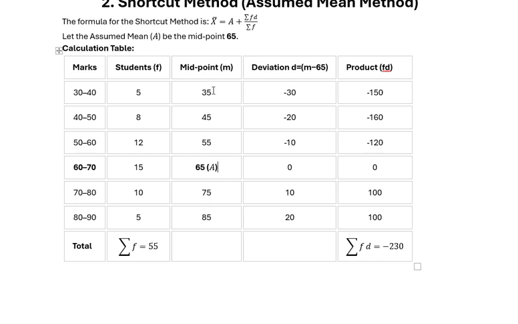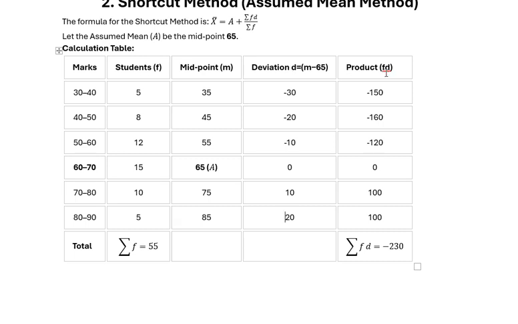So 35 minus 65 will become minus 30, right? 45 minus 65 will become minus 20. Similarly, 55 minus 65 will become what? Minus 10. Like that, you will subtract the values. 85 minus 65 will become plus 20. Now, the deviations, D values, you are getting here, and the frequency is there.